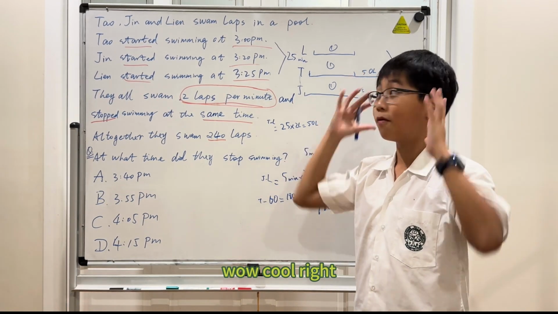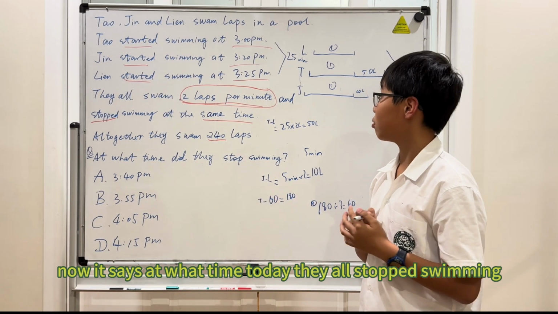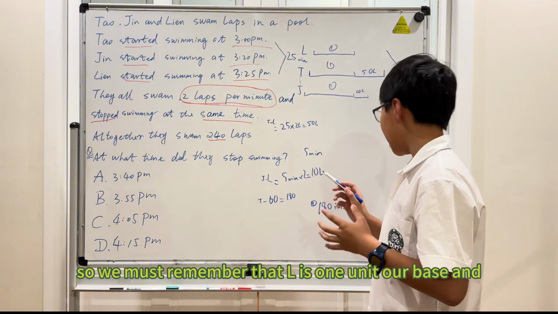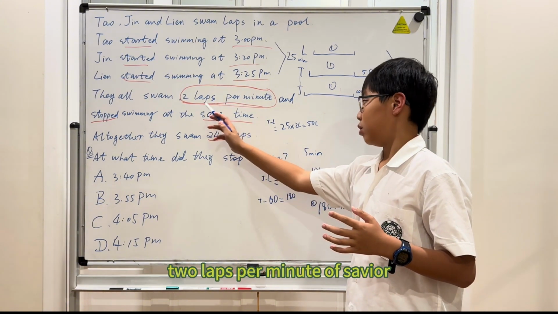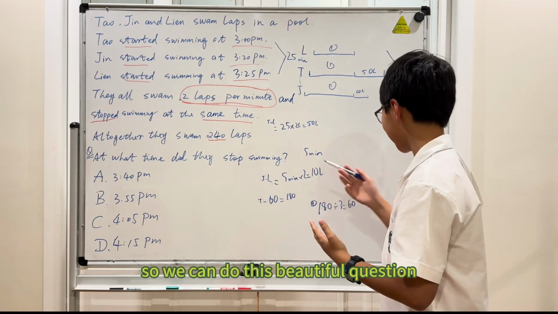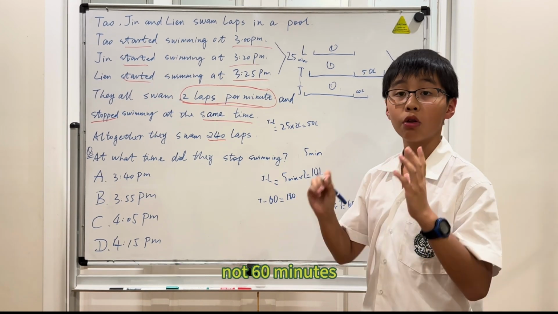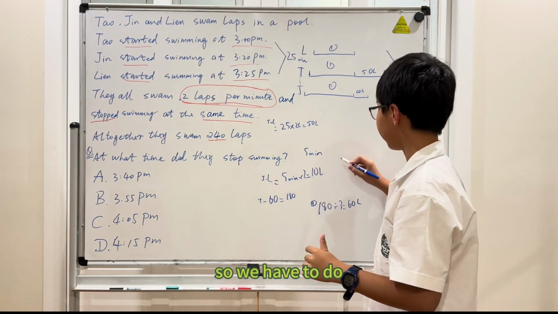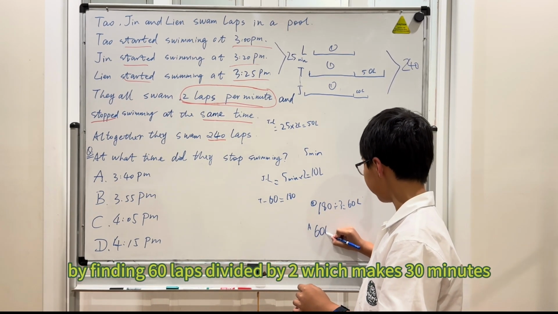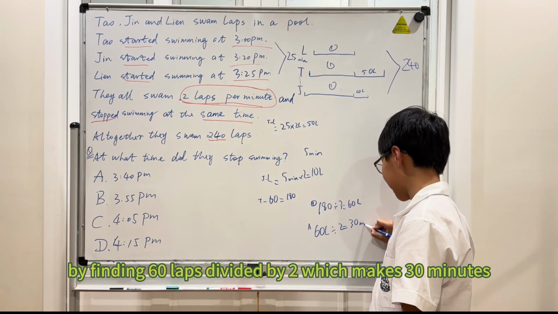Wow, cool, right? Now it says, at what time did they all stop swimming? So we must remember that L is 1 unit, our base, and 2 laps per minute, our savior. So we can do this beautiful question. It says 2 laps per minute. This is 60 laps, not 60 minutes. So we have to do the answer by finding 60 laps divided by 2, which makes 30 minutes.